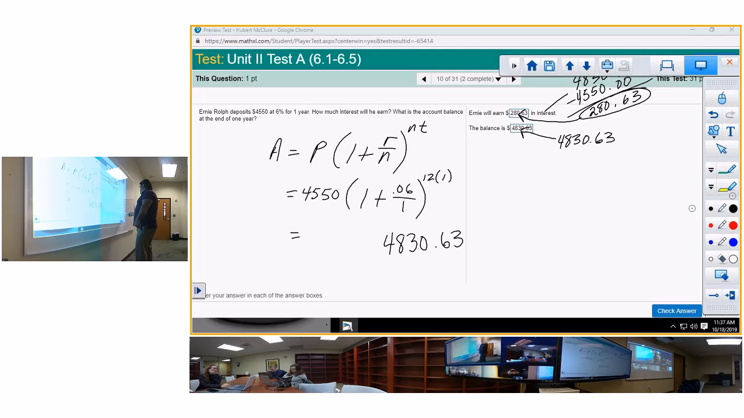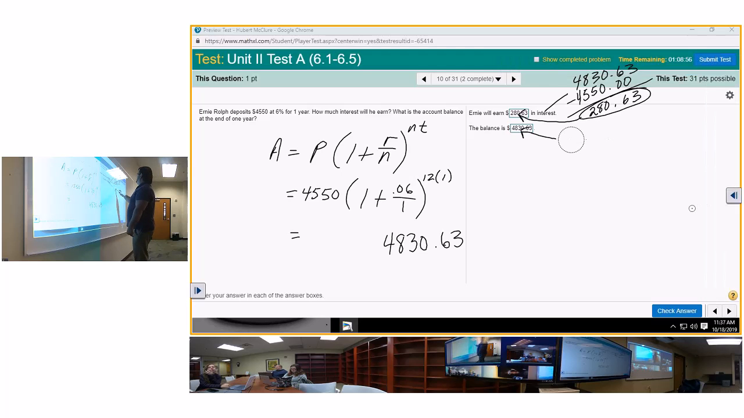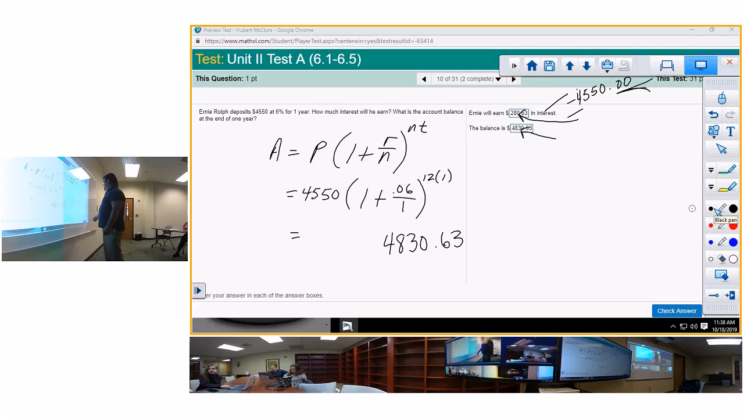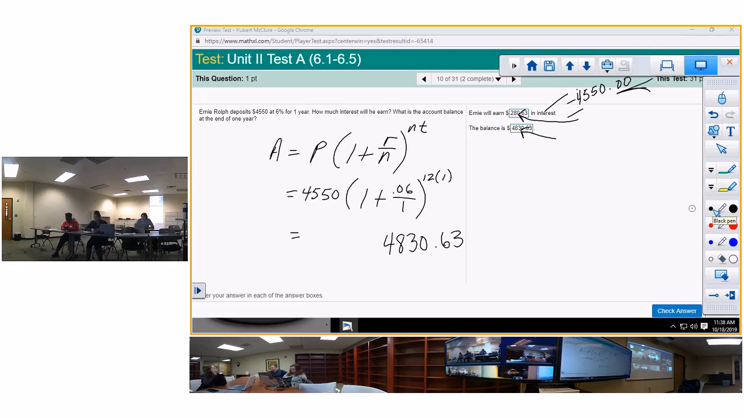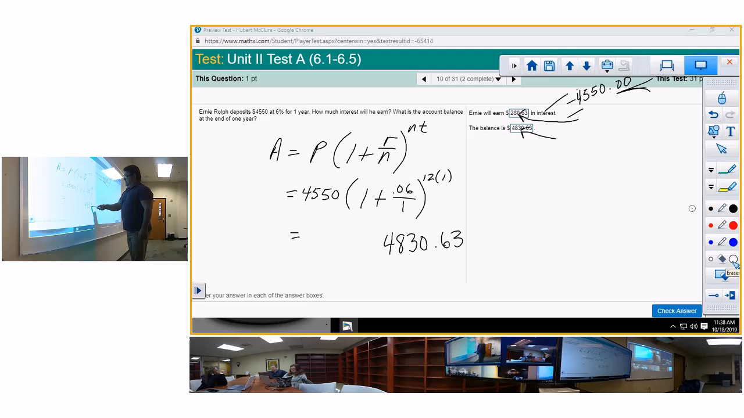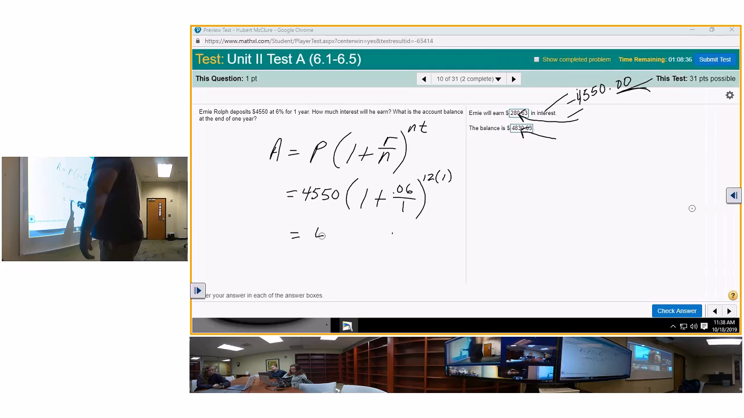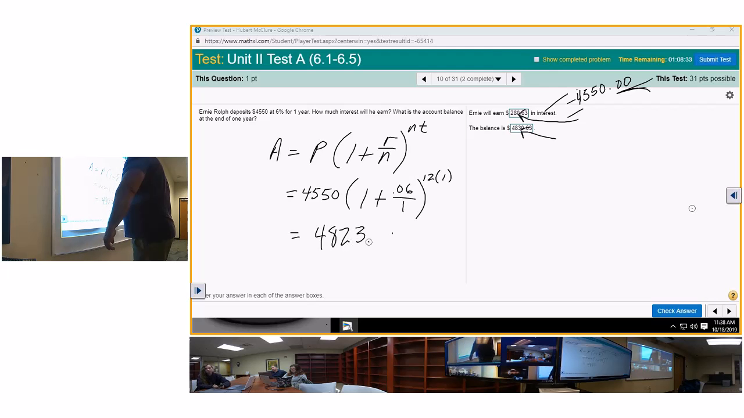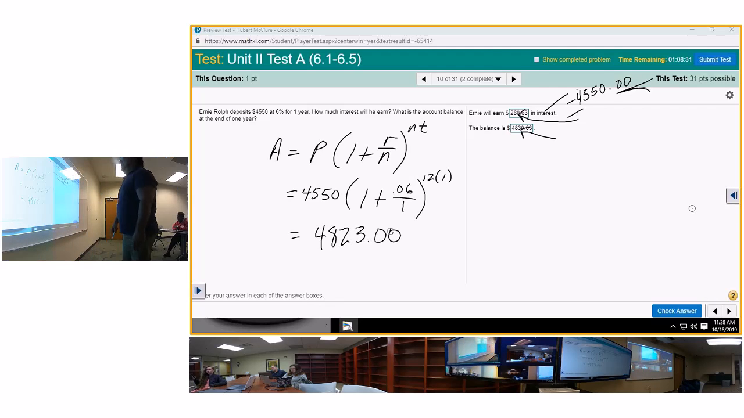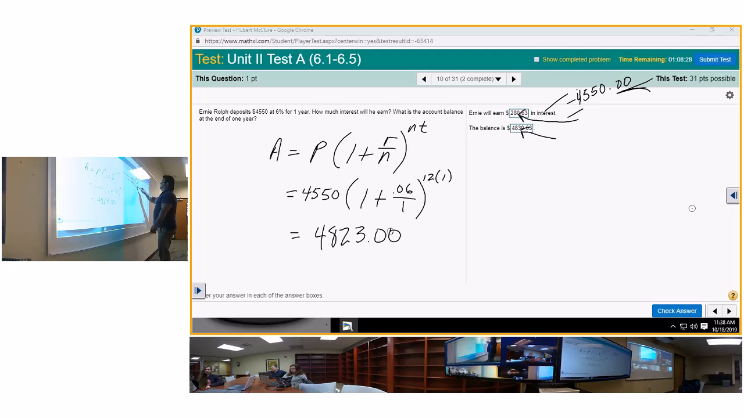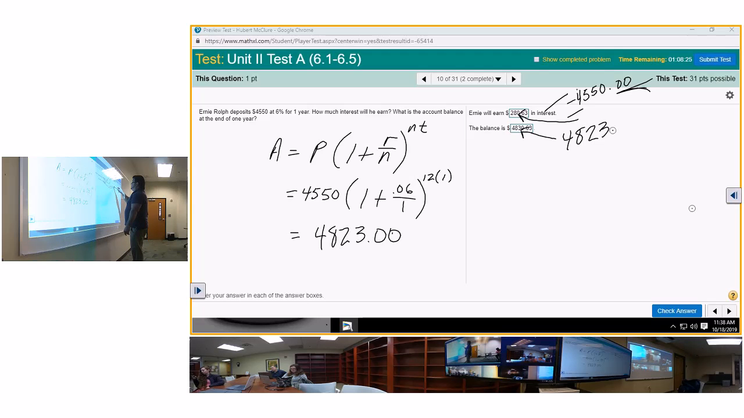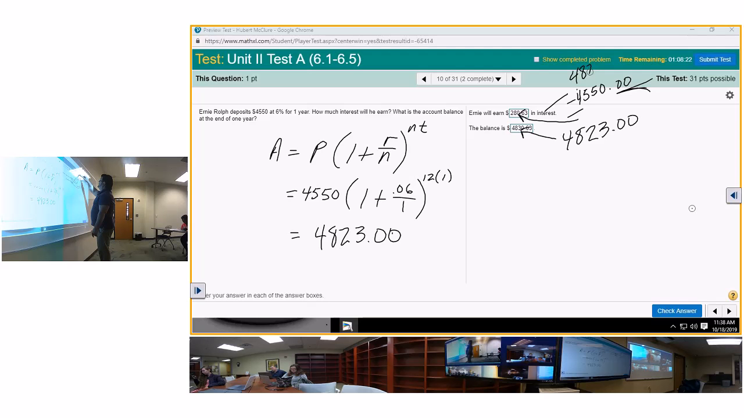It's going to be 1.06. So somebody do, I'll do it. 4823. I'm sorry, what? 4823. Even? 4823.00? Did everybody get that? And then put it up here, that's 4823.00. Now subtract it, and what do you get here?